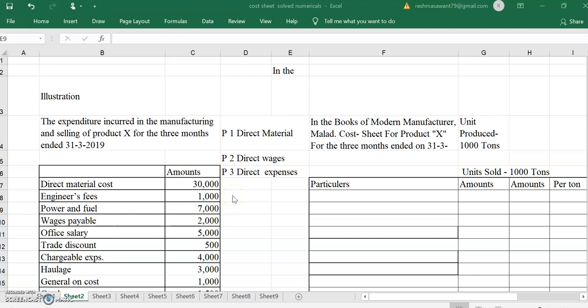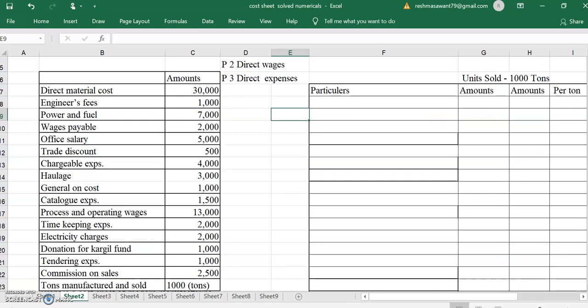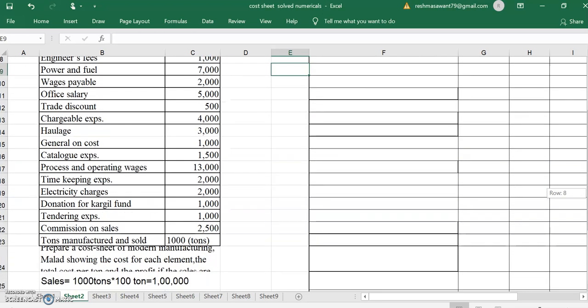The expenditure incurred in the manufacturing and selling of product X for 3 months ended on 31st March 2019. Here some headings are mentioned as expenses or costs related to production. First, the direct material cost, engineer fees, power and fuel, and amounts are present in this question. Then wages payable, office salary, trade discount, chargeable expenses, haulage, general on cost, catalog expenses, process and operating wages, timekeeping expenses, electricity charges, donation for Cargill fund, tendering expenses, commission on sale, and tons manufactured and sold. After that, there are some points we have to consider while calculating our cost sheet.